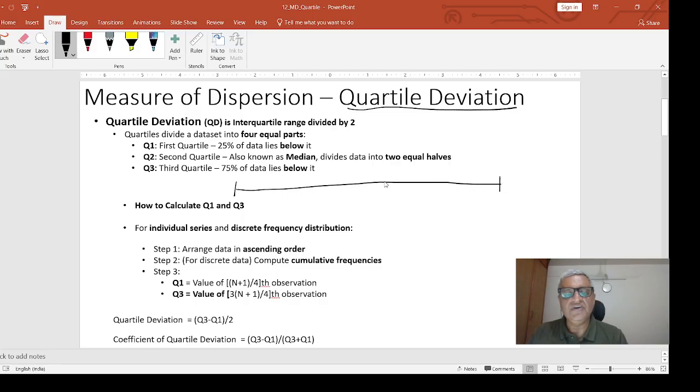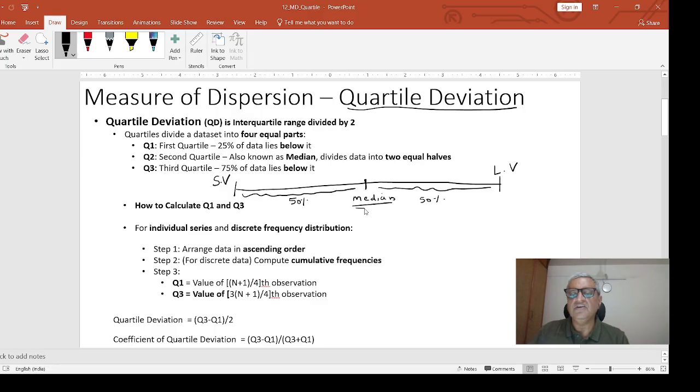So if I have a series of data and I arrange it in ascending order, such that this is my smallest value and this is my largest value. Imagine this is my data, which I have arranged in ascending order. Then we all know that if I can divide my data into two equal halves, that is 50% of my data lies to the left side and 50% of my data lies to the right side, and this is called the median.